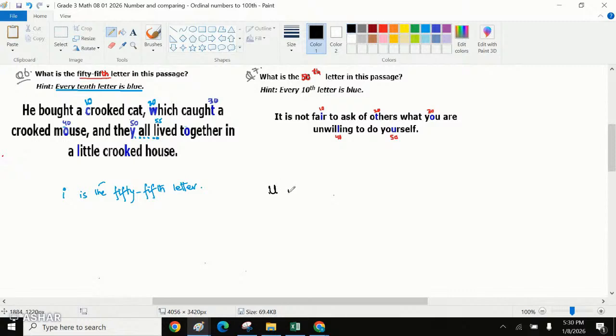U is the 50th letter in this passage, right? In this passage or this paragraph, okay? Previously it was an I, that was 55th. In question number 7, U is the 50th letter. Okay.